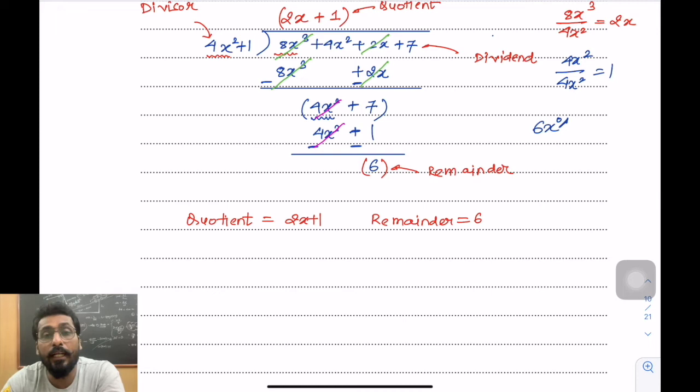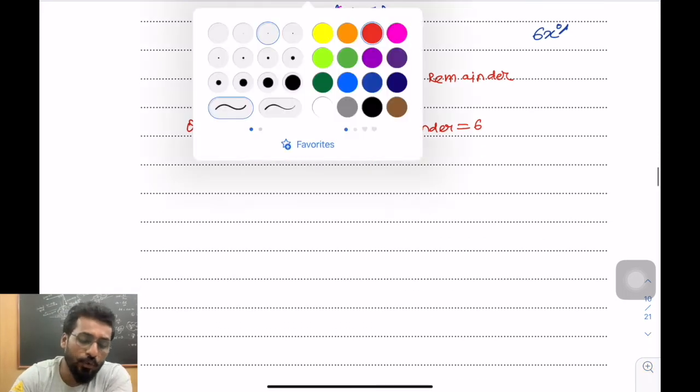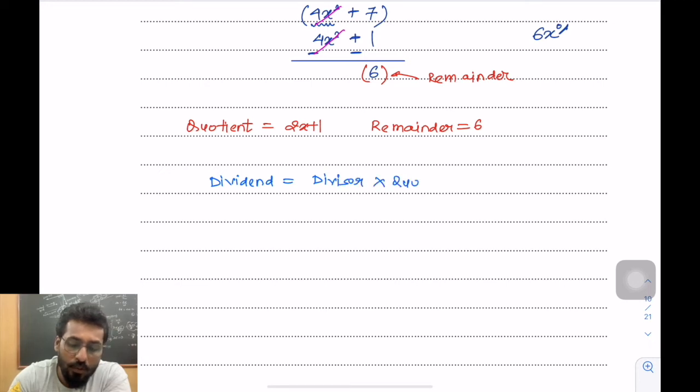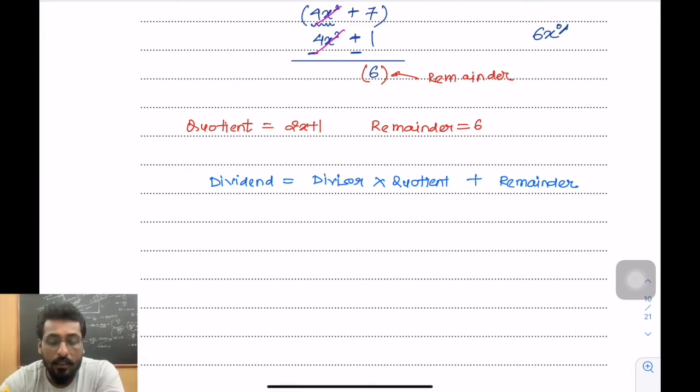Right? Now, are you all aware of this one expression that we have learned, which says dividend, the one which is getting divided, is equal to divisor into the quotient plus the remainder, right, students? You're already aware of this, right? Dividend is equal to divisor times quotient plus remainder. One which is getting divided is equal to the divisor multiplied with the quotient plus the remainder.